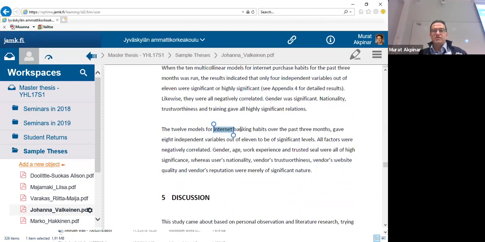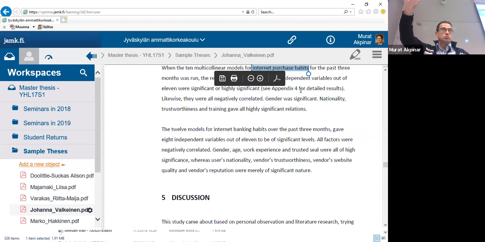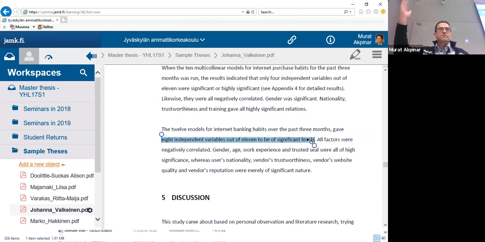She's saying that for internet purchase habits, 4 variables were significant, but in the model it was 2. And for internet banking habits, she's saying that 8 variables were significant. Up there it was 3, right? So you kind of think, where is the reliability of the results?